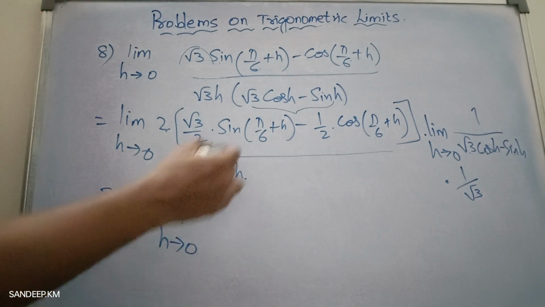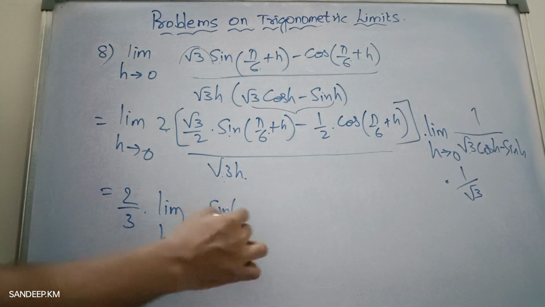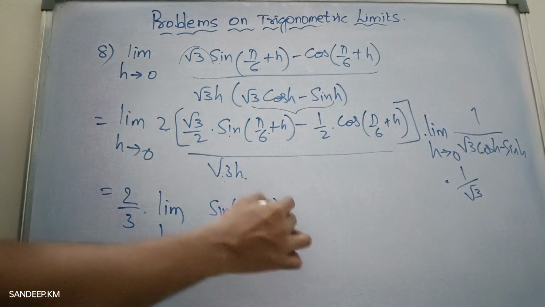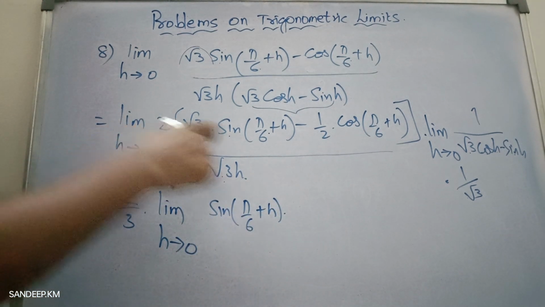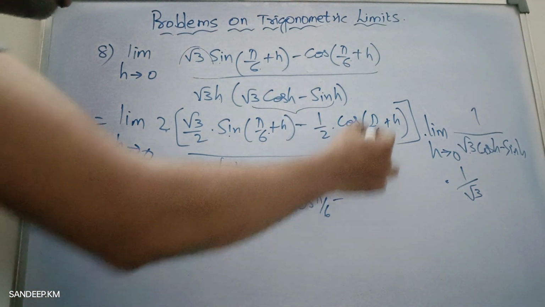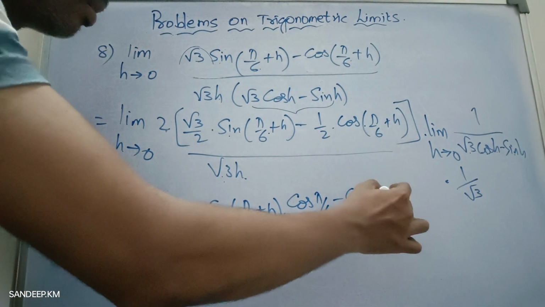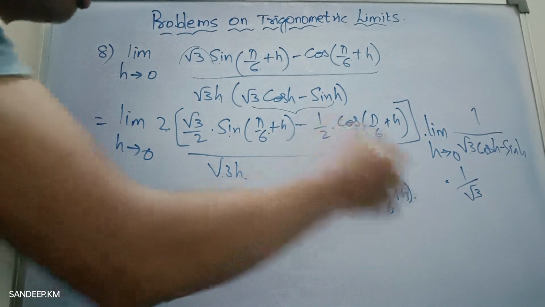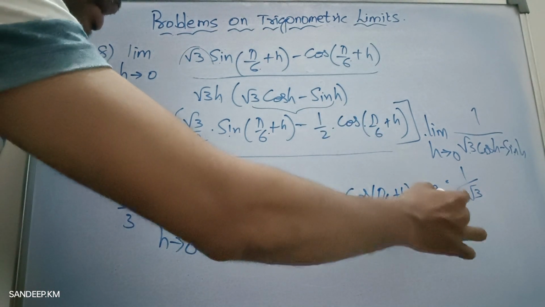Now dear students, sin a into cos b. What is cos b? Cos pi by 6, cos 30 degrees only, na? Minus cos a into sin b, that means sin 30 degrees.